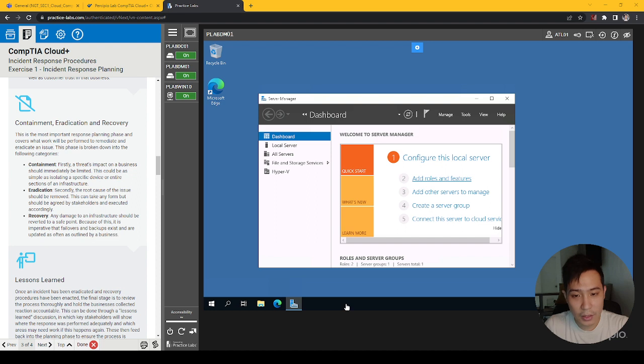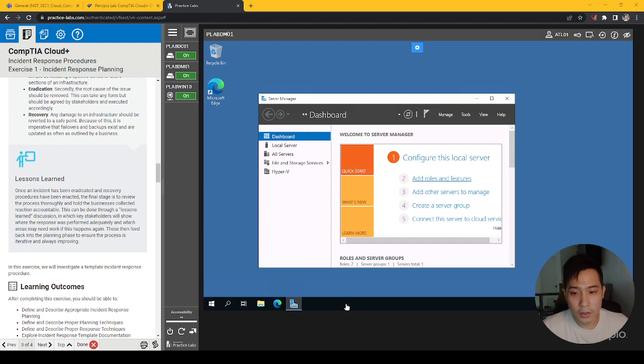Eradication. Secondly, the root cause of the issue should be removed. This can take any form, but should be agreed by stakeholders and executed accordingly. Recovery will be the last, and any damage to an infrastructure should be reverted to a safe point. Because of this, it is imperative that failovers and backups exist and are updated as often as outlined by a business.